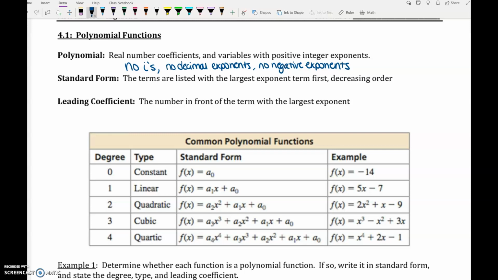Standard form means that you write the largest exponent term first, and then the rest of them in decreasing order. So if you've got an x to the fourth in there, you'd start with x to the fourth, then you'd write x to the third, then x squared, then x, and you'd end with the number that doesn't have an x. The leading coefficient is the number in front of the term that has the largest exponent, and the degree is the largest exponent.